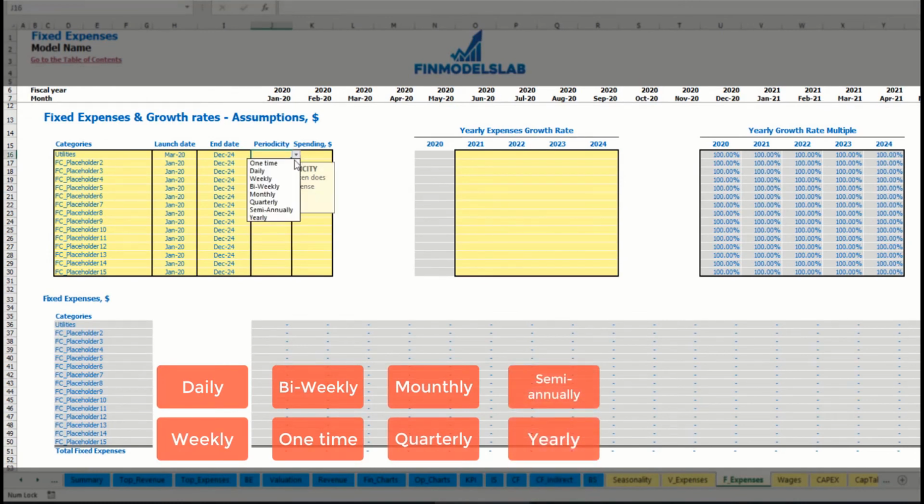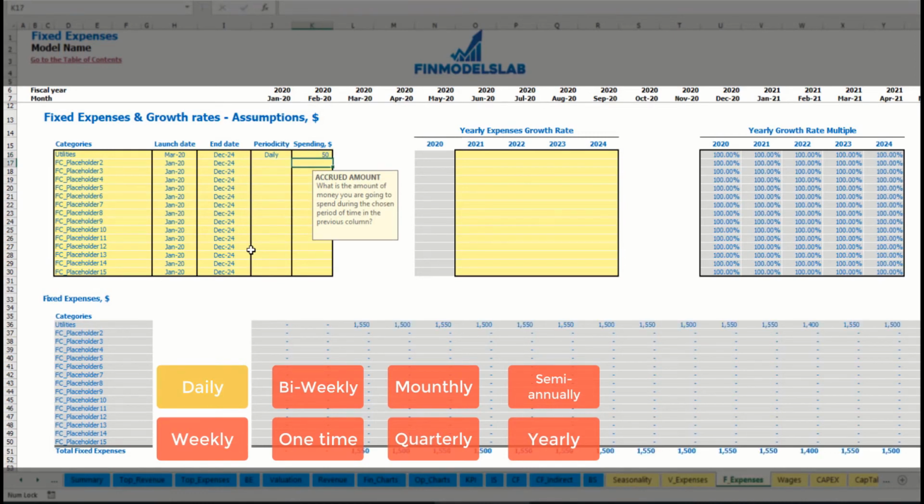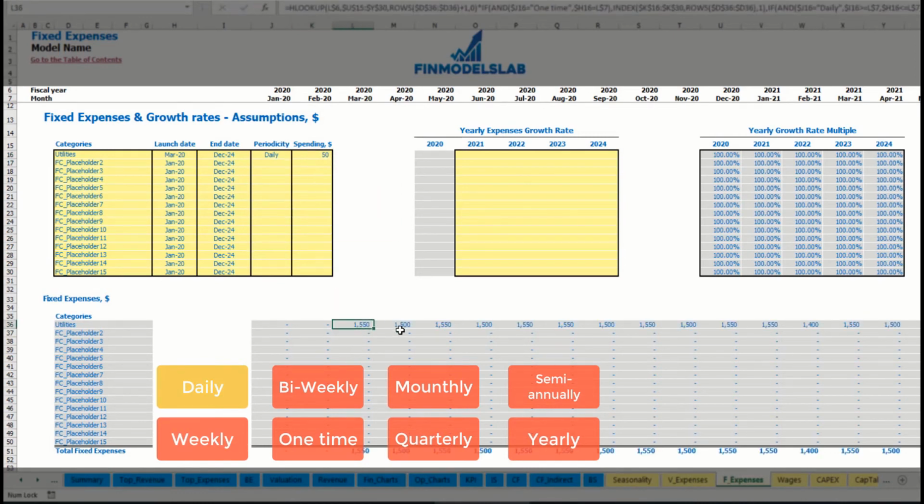Let's pretend periodicity will be daily with an amount of $50 per day. So you may see this amount in here. It is calculated based on the count of days within this month. So obviously in March 20 you have 31 days. That's why you will have $1,550. In April you have 30 days. This means this will be $1,500.